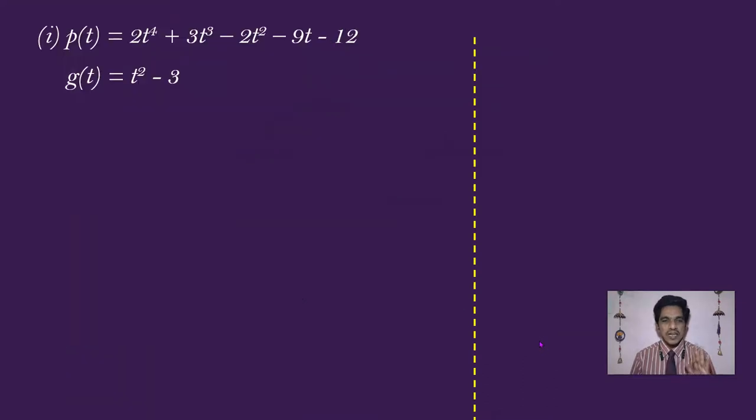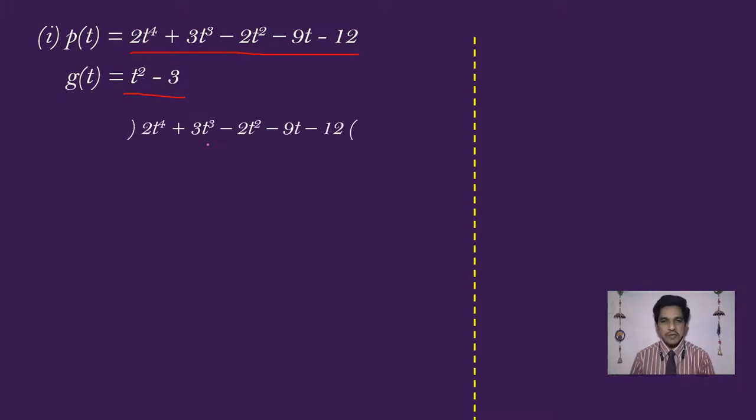This is the first problem. Here the dividend is 2t⁴ + 3t³ - 2t² - 9t - 12. Actually, here the variable is t, so we should write p of t and g of t, not p of x and g of x. Now the divisor is t² - 3. So we have to check if both of these are in standard form and if there is any term missing. In the dividend all the terms are there, t⁴, t³, t², t and the constant, and it is in the standard form. In case of the divisor, there is t² and a constant, but the t term is missing. So when you write the divisor you have to write t² plus 0t minus 3.